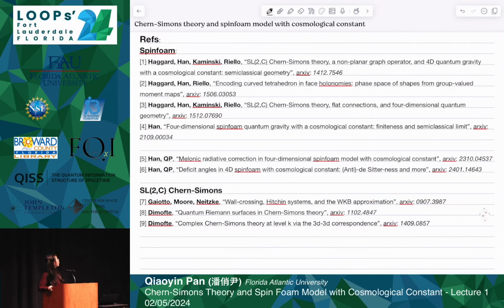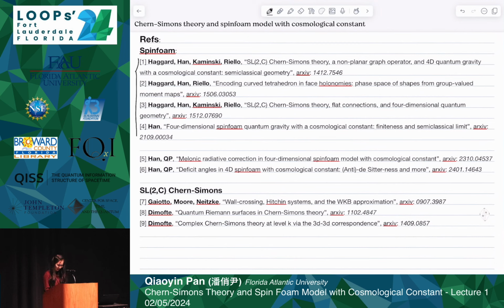Okay, so as you can see in the title, I'm going to talk about Chern-Simons theory and spin foam with cosmological constant. And I want to first give you some references for these lectures. Basically, I want to use some techniques in Chern-Simons theory to build up a spin foam with a non-zero lambda. And mainly, the references I use for these lectures are the first to fourth.